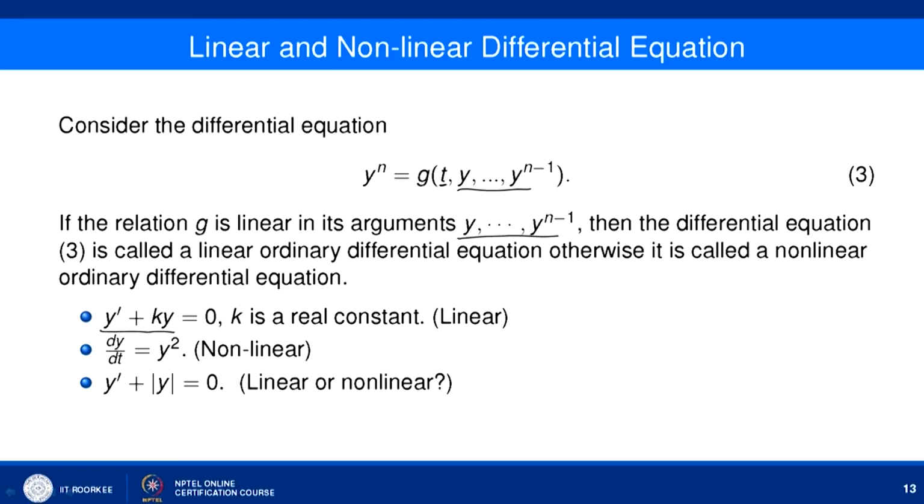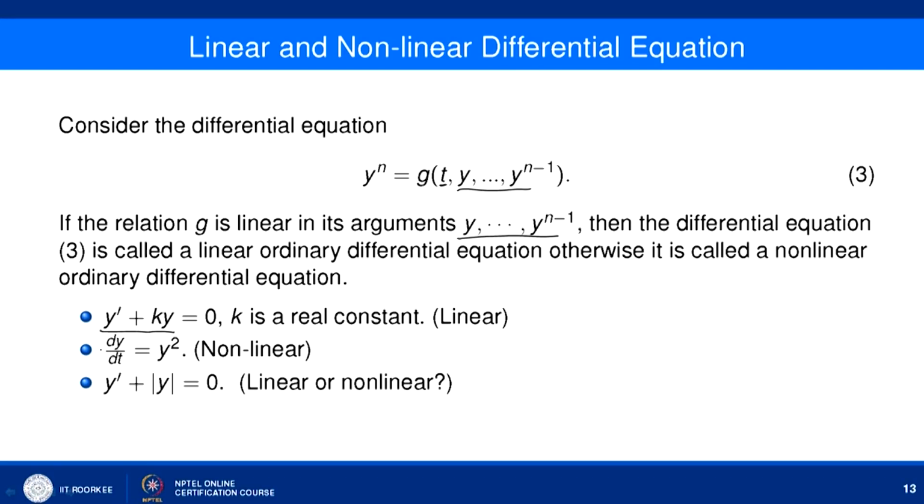Here k is a real constant. Now, if you look at this second equation, dy by dt equal to y square, y is not coming in a linear manner. So, we can call this differential equation dy by dt equal to y square. By the way, here y and y dash are coming in a linear manner, and here y is not coming in a linear manner.